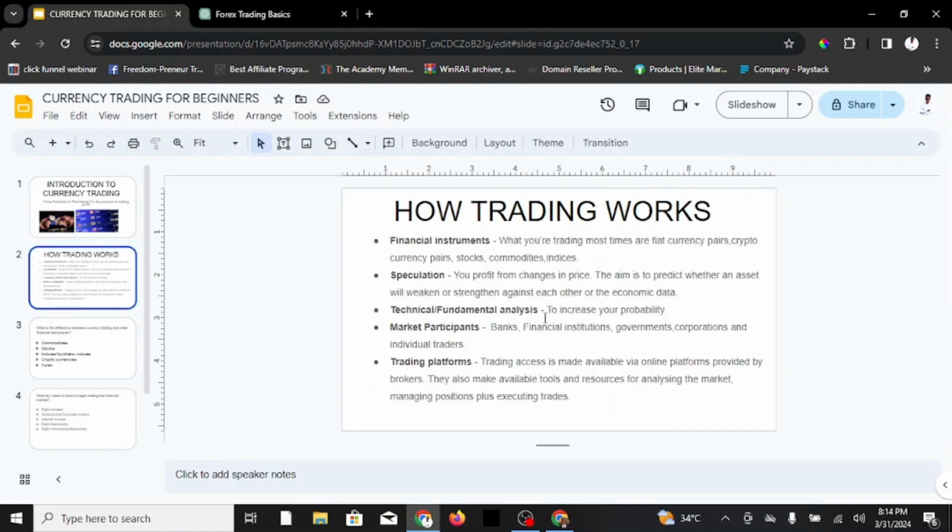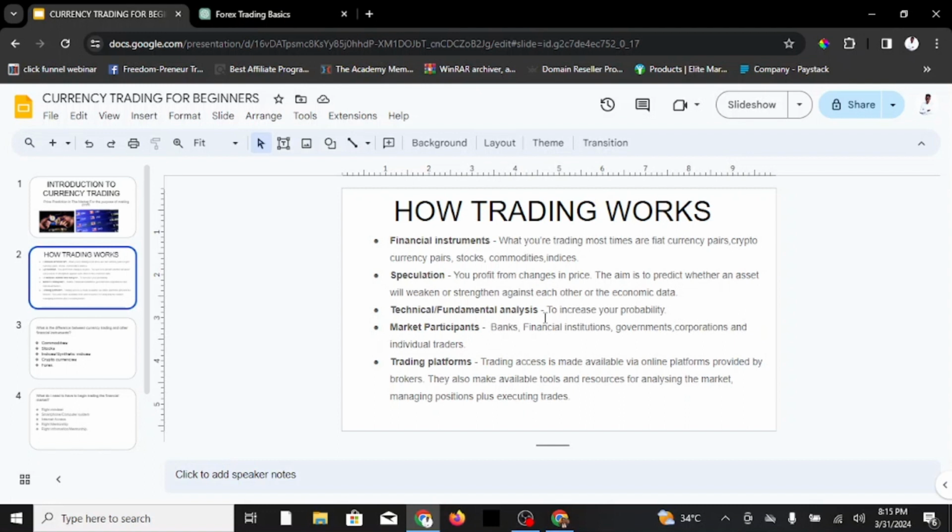Now, how does trading work? How does it actually work? The first thing you have to bear in mind is that what you're trading are financial instruments. Those financial instruments can come in terms of fiat currency pairs like GBP/USD, USD/JPY, that is the United States dollar against the Japanese yen, or the Great British pounds against the US dollar.